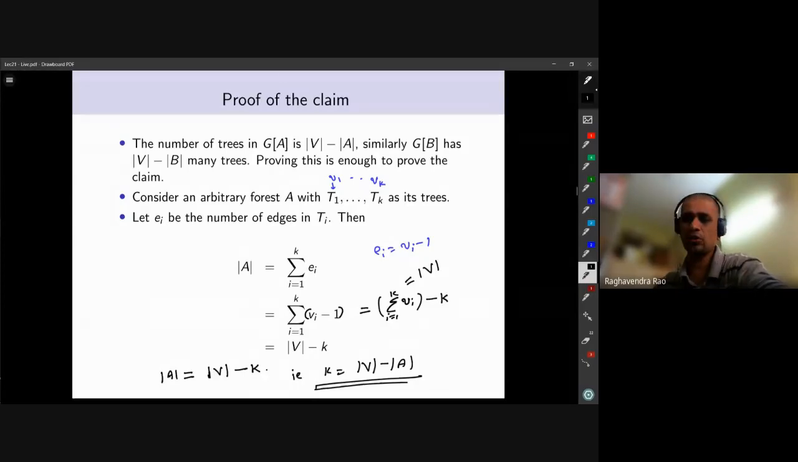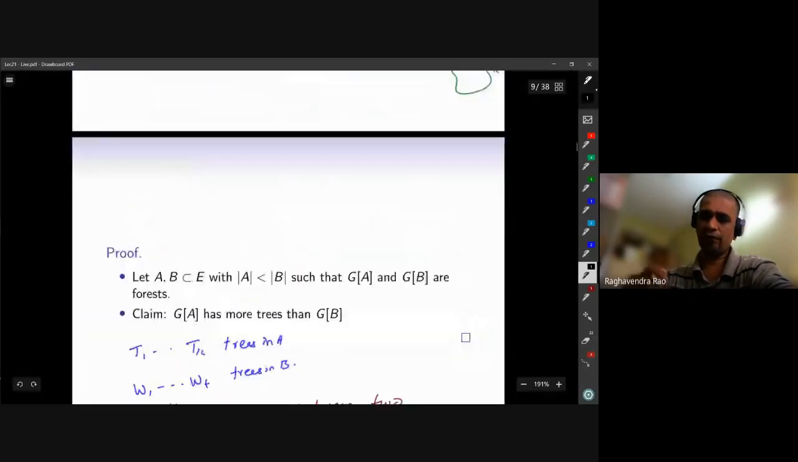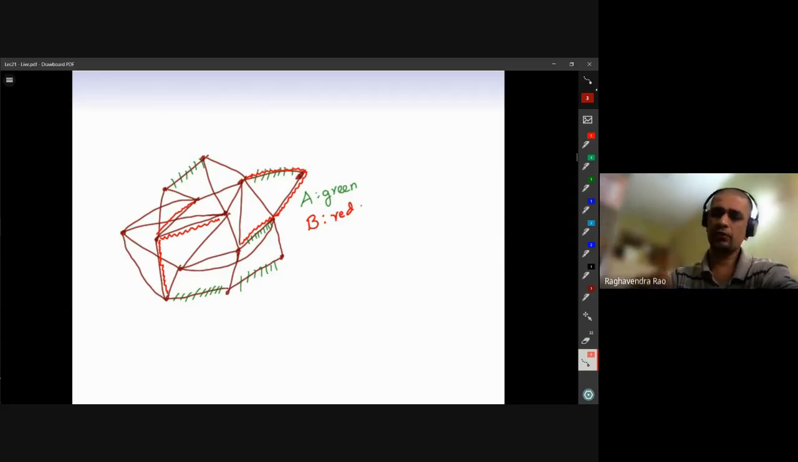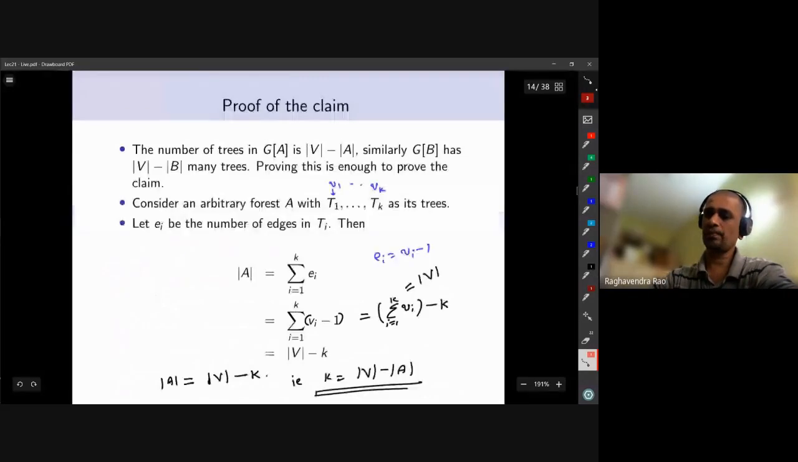If I didn't count the isolated vertices, then in this example, what is Vi for, let's say, A? This is 3, 2, 2, 2. 3 plus 2 plus 2 is 7, plus 2 is 9, right? But we had 14 vertices, right? So this won't sum to the total number of vertices because we didn't count these isolated vertices. That's the reason why we need to count isolated vertices for this statement to hold. Otherwise, we will not get this equal to V.